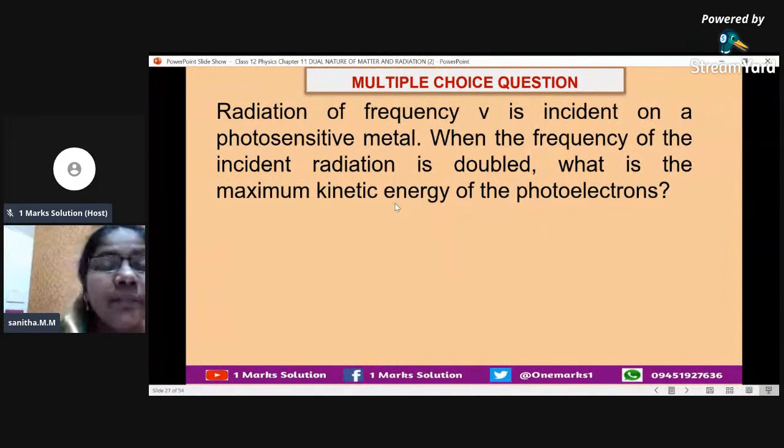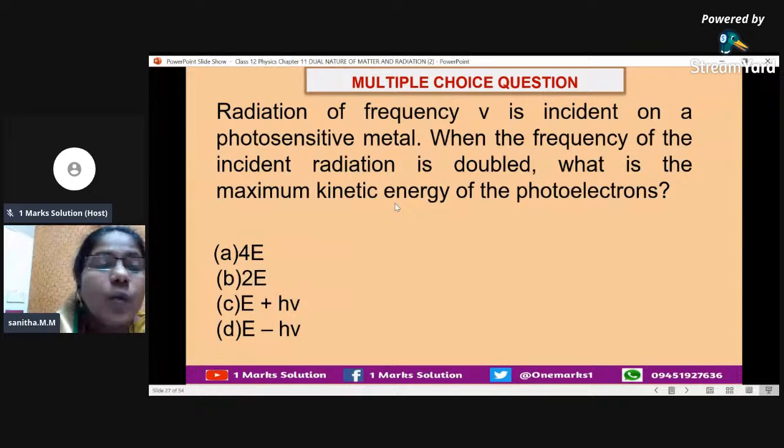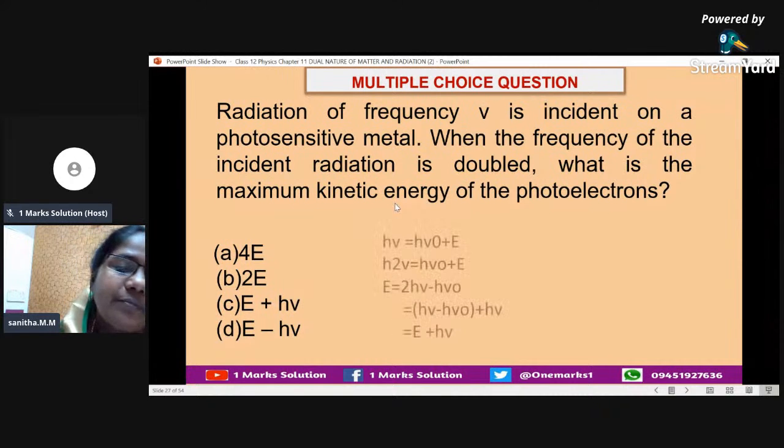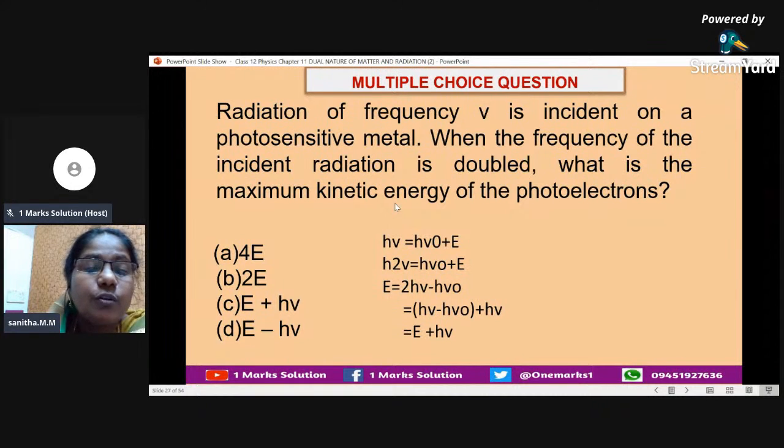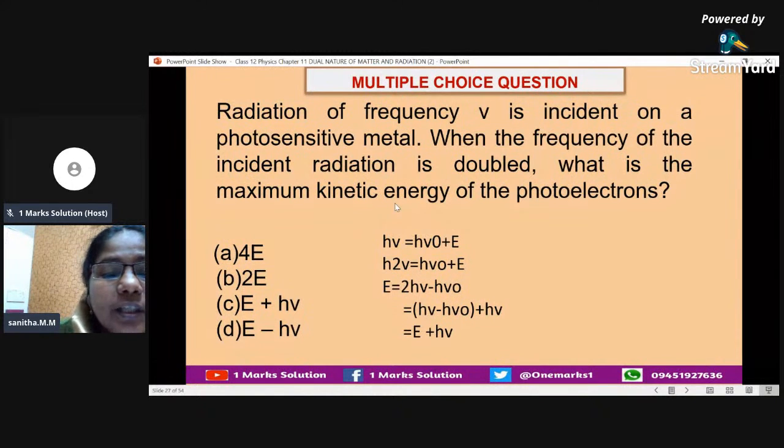Now we'll go for this question. Here one photosensitive metal is there. When the frequency of the incident radiation is doubled, what is the maximum kinetic energy of the photoelectrons? We have to find it. Simply don't write that kinetic energy is doubled. No. We have to see the options also: 4E, 2E, E plus h nu, E minus h nu. We will see how to do it. You know that h nu is equal to h nu 0 plus E. That means when light is incident, a part is given for work function and a part is given for kinetic energy. E means kinetic energy. So if nu becomes double, you can write h into 2 nu is equal to h nu 0 plus E. We are not changing it.